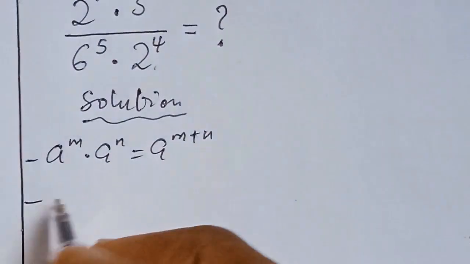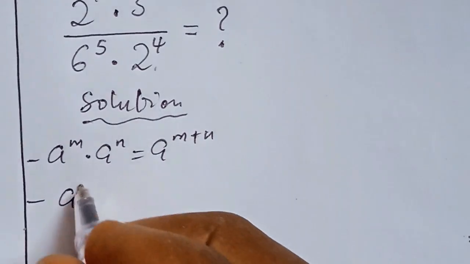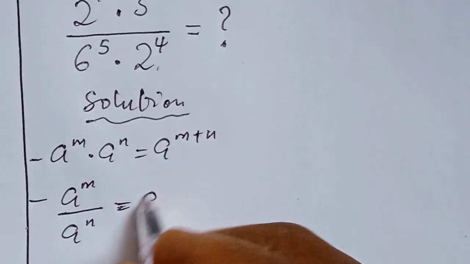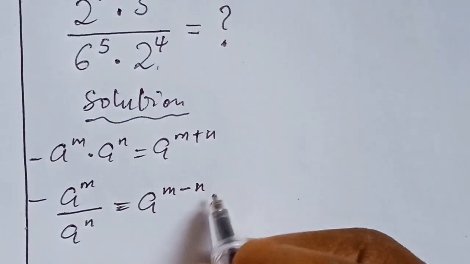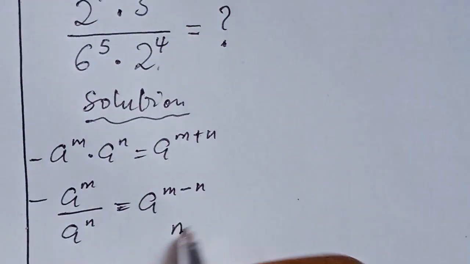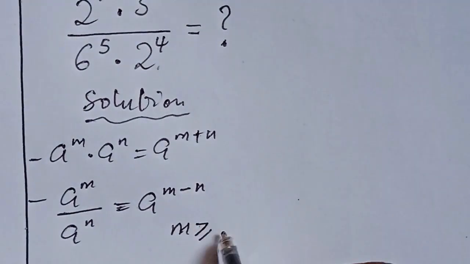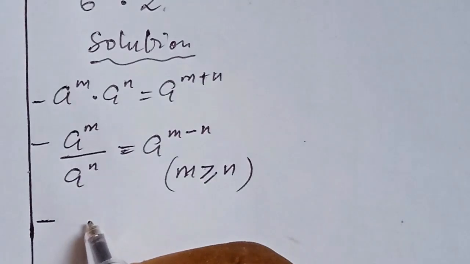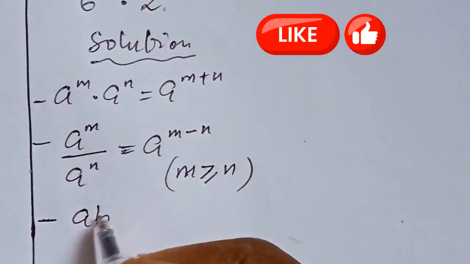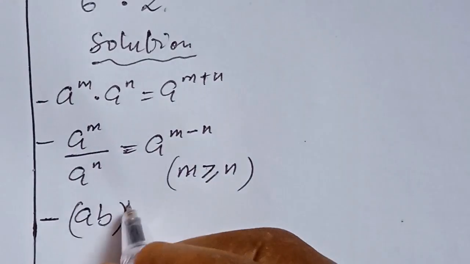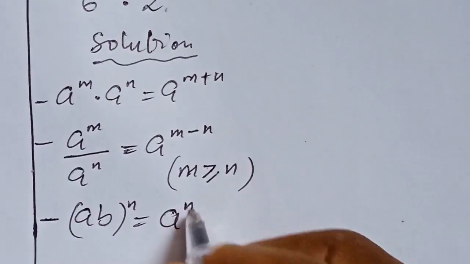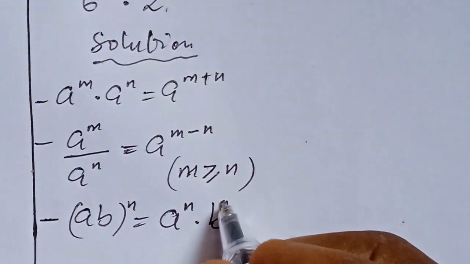Another rule is when we consider base a power m over base a power n, that can be written as base a power m minus n. Here the condition is that m must be greater than or equal to n. The rule which we are going to consider here is when we have a multiplied by b to the power of n, then we can multiply both to have the power of n, then base b to the power of n.